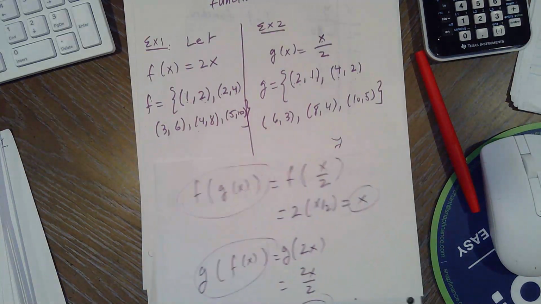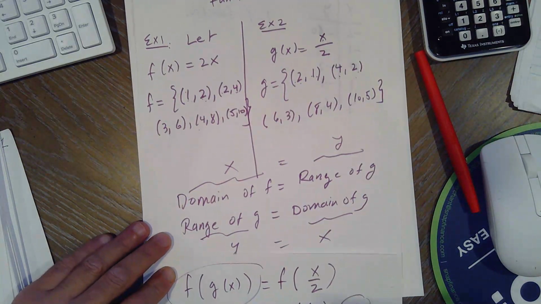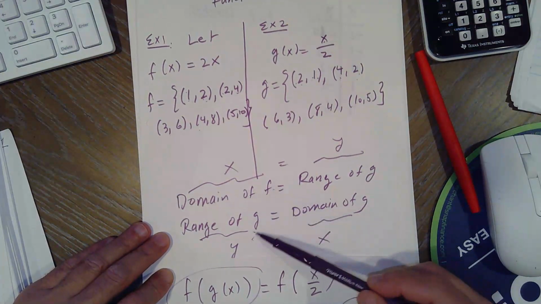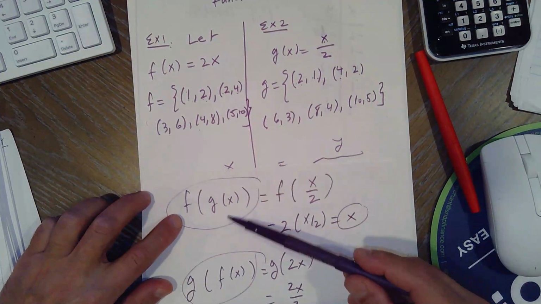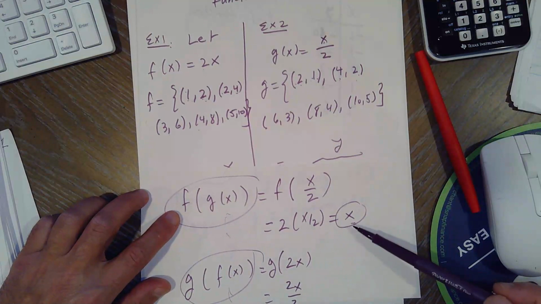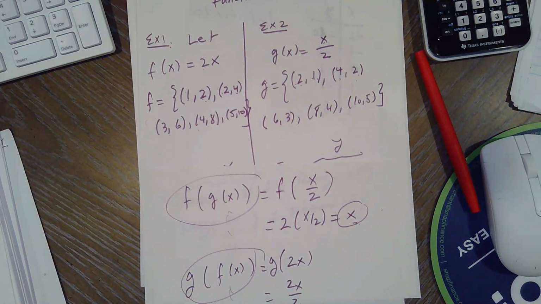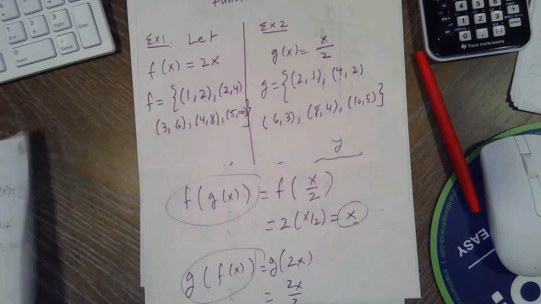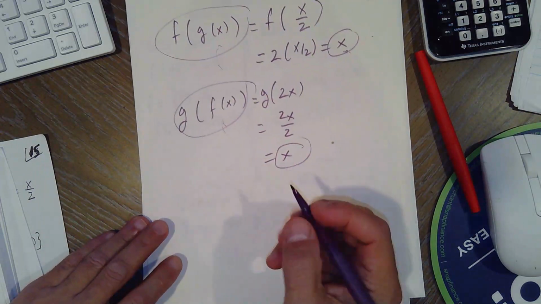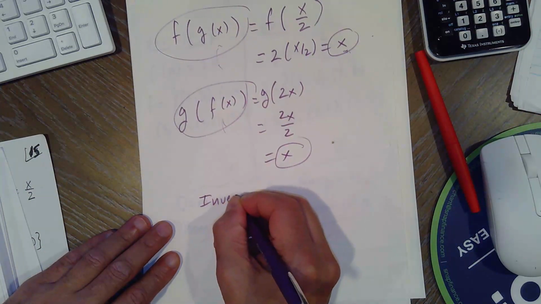So any two functions that have these properties, where they swap x and y, and when you do the composite, nothing changes, f composite g of x and g composite f of x both equal x, are called inverses of each other.